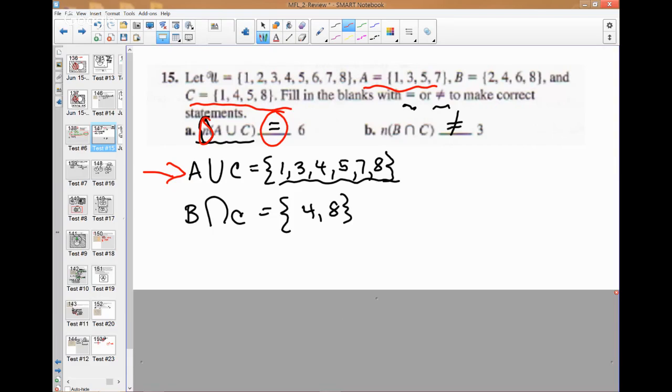Now let me show you the second part right away. You were supposed to, this time, find the number of elements in B intersect C. So again, you first have to kind of do the problem. What is B intersect C?